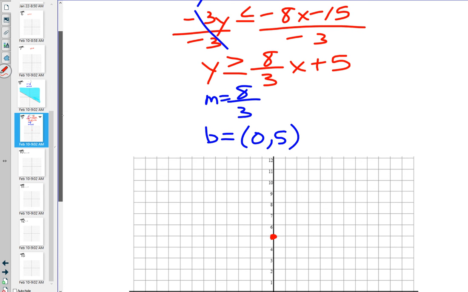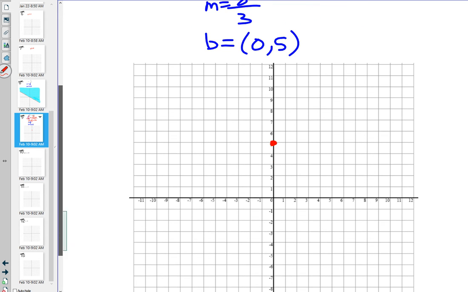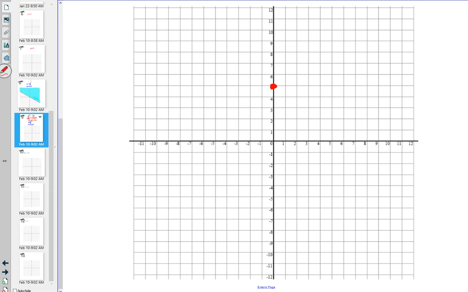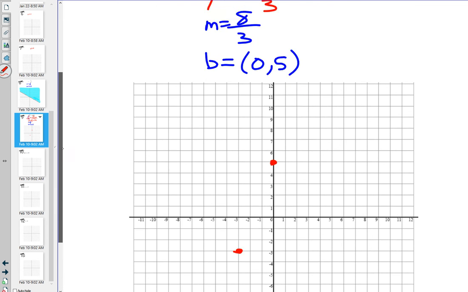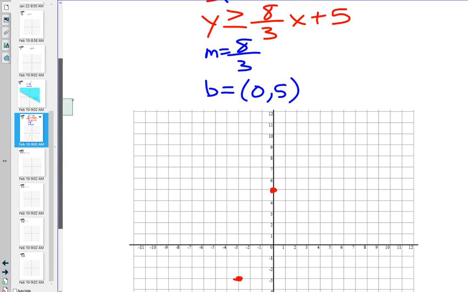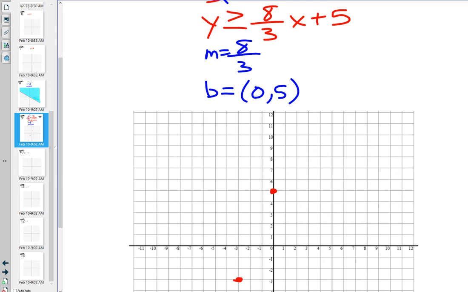Then my slope, positive slopes go up and to the right or down and to the left. The window that I have provided myself doesn't give me enough space to go up 8 because I'm at 5. If I were to go up 8, that put me at 13. So I haven't given myself enough space to go up, so I'll just go down then. If I go down 8, then I have to go to the left 3. Because positive slopes go down left or up right. And then if I do that again, negative 11. However many points you choose to plot should all line up. It's a straight line.